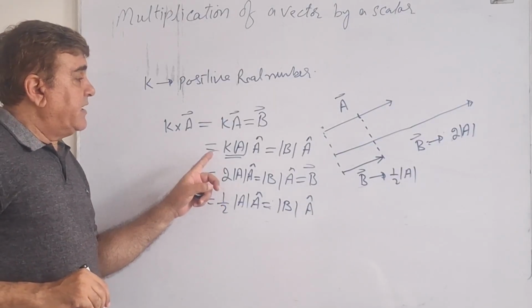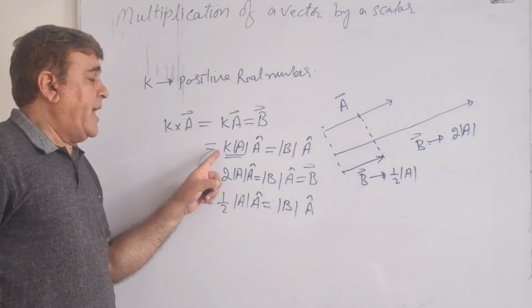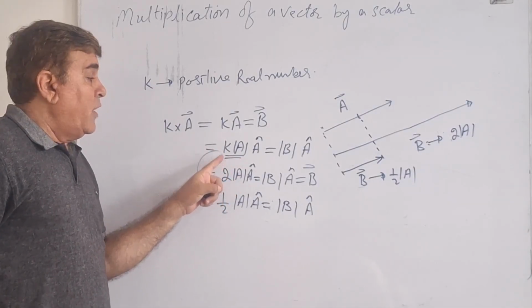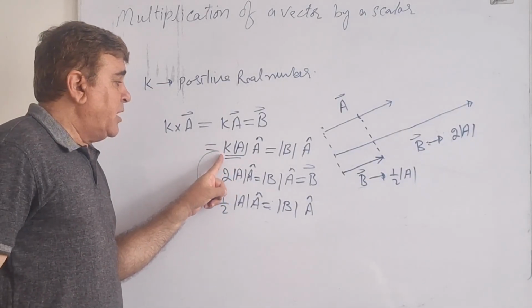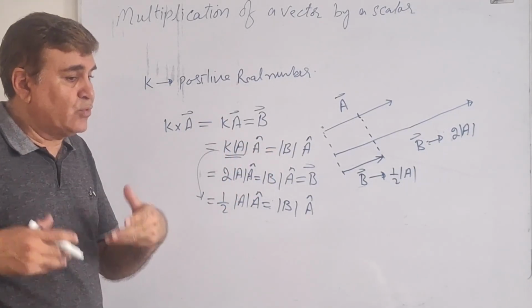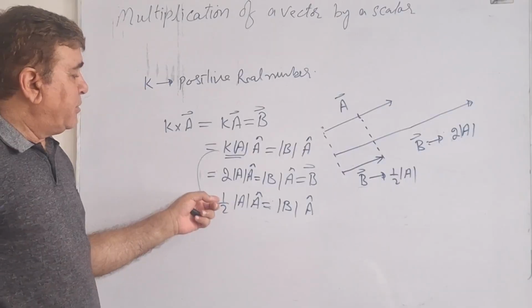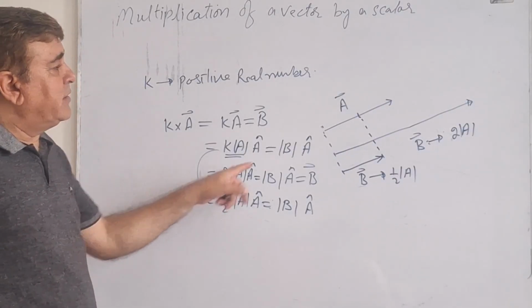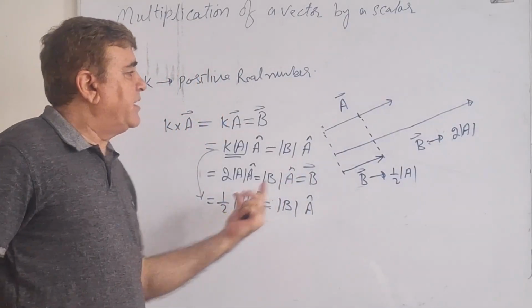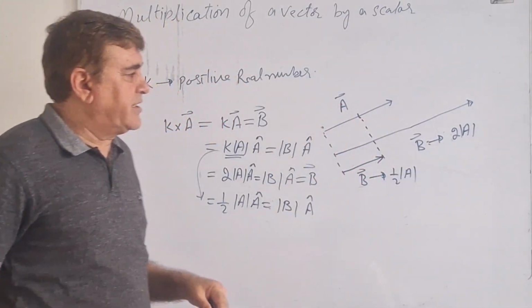So whatever it may be, if we multiply a positive real number with a vector, the positive real number only changes the magnitude of the vector according to its weight. For example, what is meant by weight? If it is 2, then the magnitude is twice of the vector A, and if it is half, the magnitude is half of vector A.